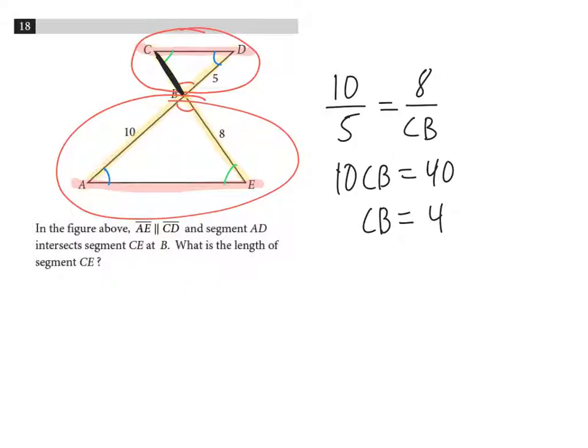All right, well, CB is 4, and we're not looking for CB. We're looking for CE. So CE is the sum of CB and BE, and we know that BE equals 8, so 12.